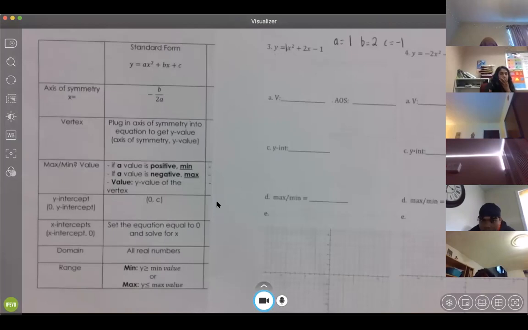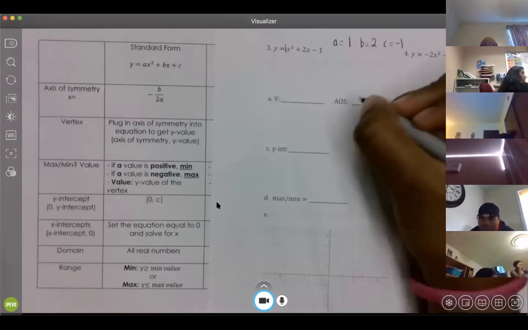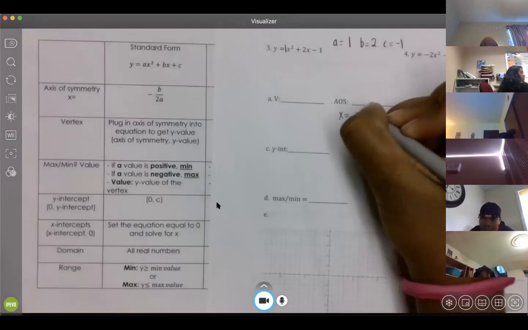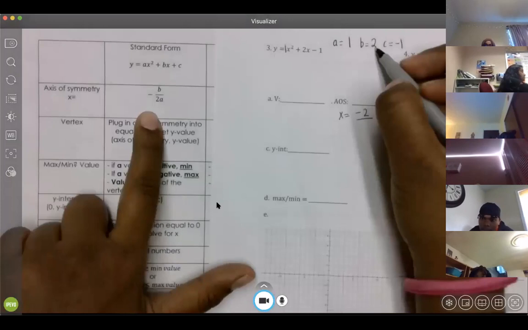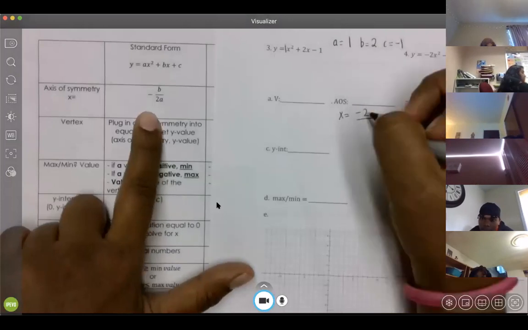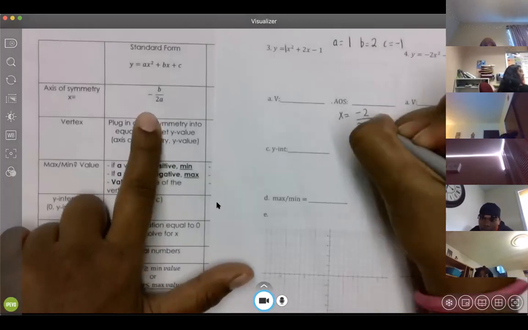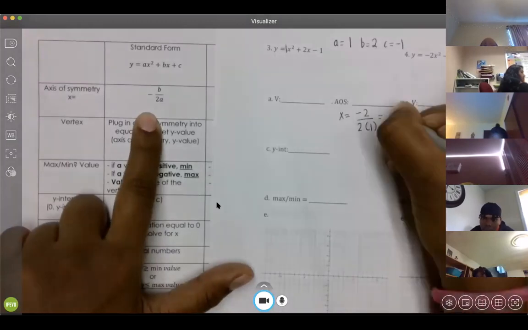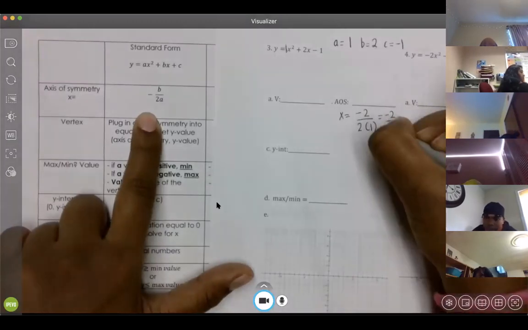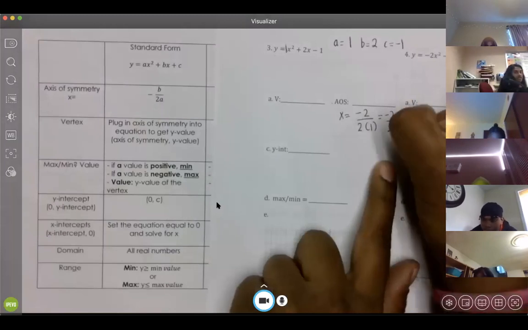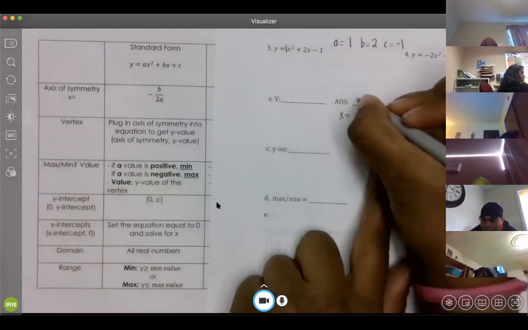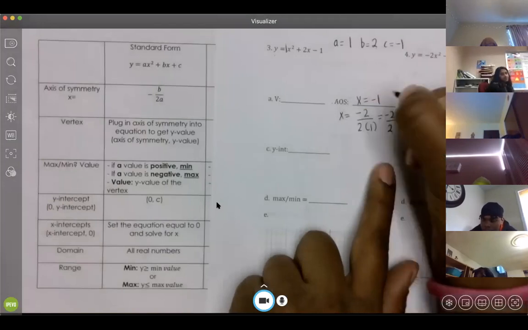Is it -b over 2a? So it's -b over 2a. Since you have a +2 for your b, it's going to be -2 over 2 times a, which is 1. 2 times 1 is 2. So it's -2 over 2, which simplifies to -1. So x equals -1.